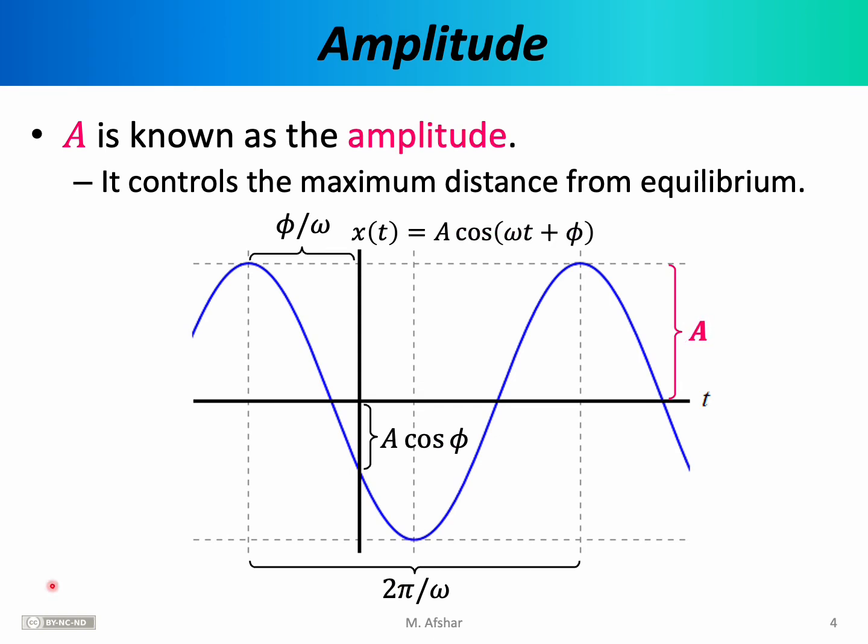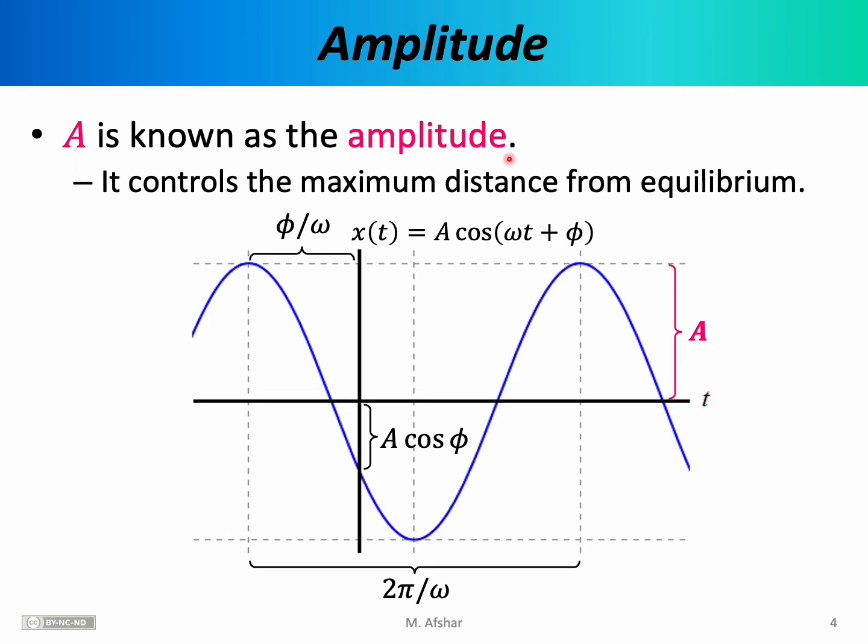Recall that the behavior of a simple mass spring system is described by a cosine function that involves three parameters, A, omega, and phi. Up until now, we've been talking about these three parameters just as mathematical constants, but we need to understand their physical meaning a little bit better.